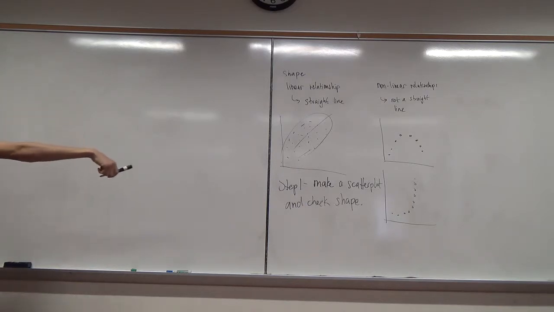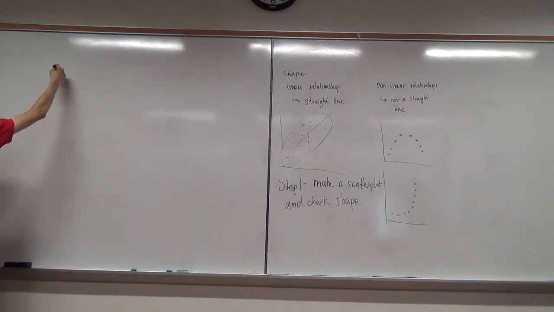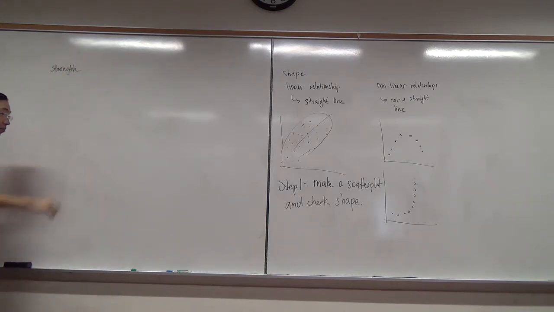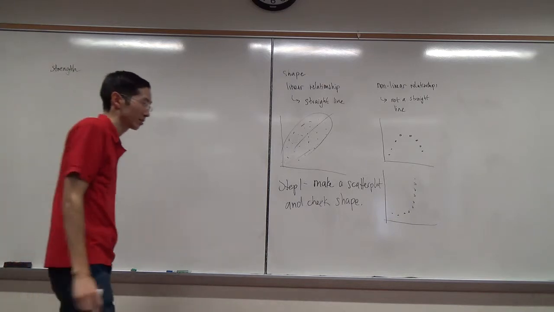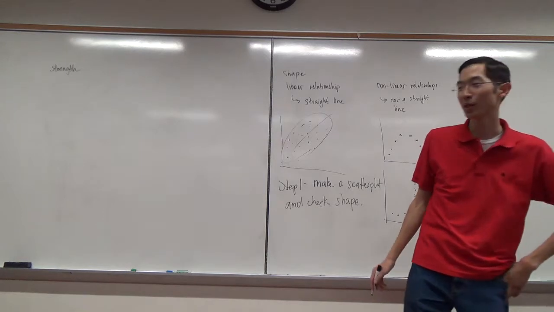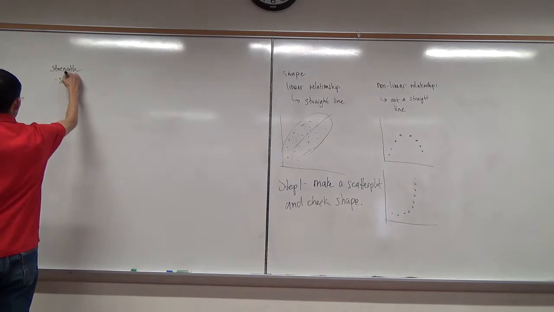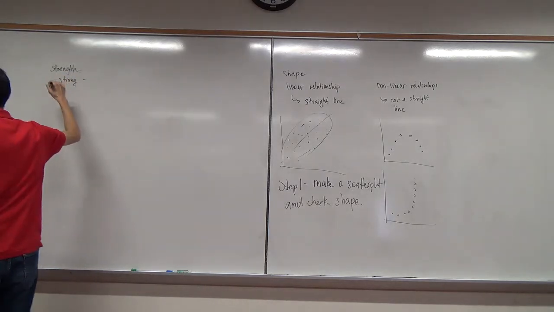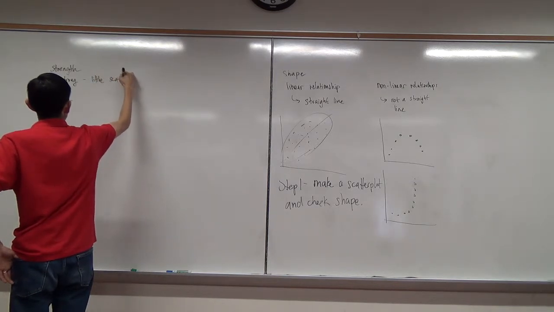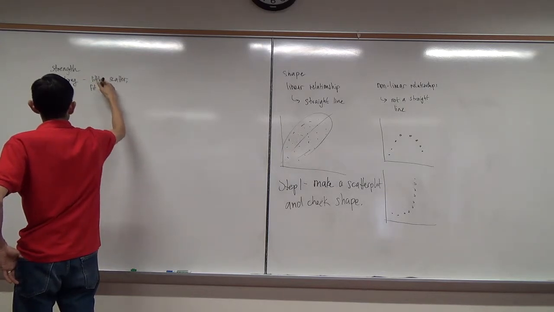So we've talked about the shape. We've talked about the direction, positive or negative. We also have to talk about the strength of a relationship. The strength of a relationship can be weak, it can be strong, and anything in between. Medium, moderate, okay? Strong relationships will have little scatter in the scatter plot. Little scatter will fit very closely to a straight line.